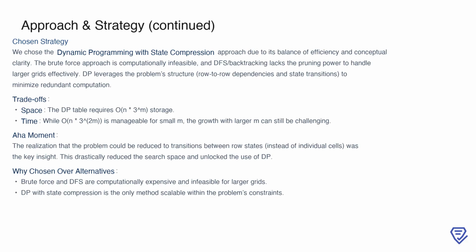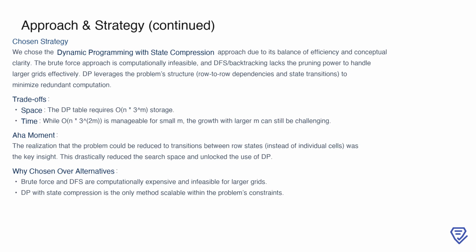One trade-off of this approach is the space requirement, as the DP table requires n*3^m storage. Additionally, while the time complexity of n*3^(2m) is manageable for small m, it can still become challenging as m increases.